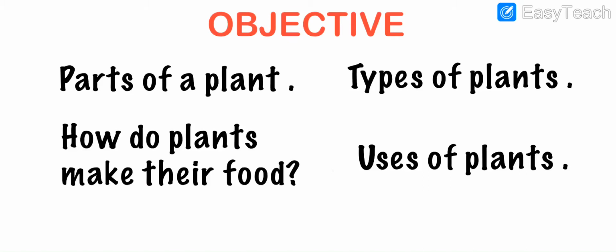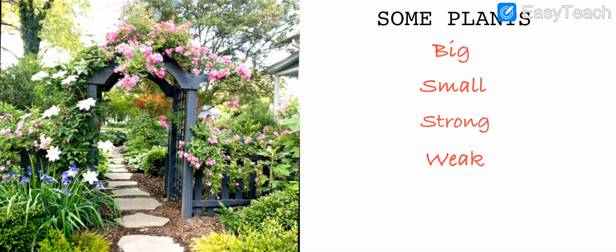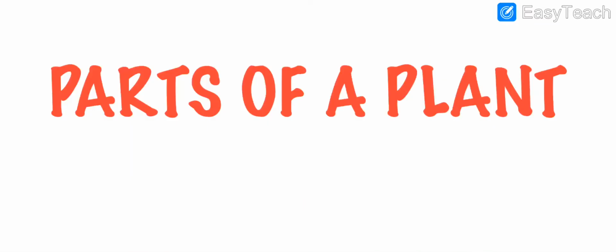So let's begin. Children, we see different kinds of plants around us. Some are big, some are small, some are strong, some are weak. So they are of different shapes and sizes. But all plants have some basic parts that are common. So let's study the parts of the plant.